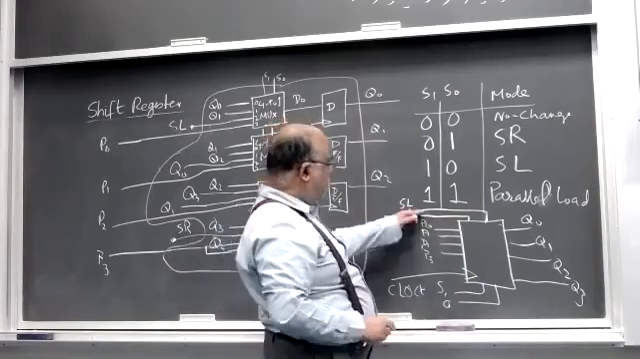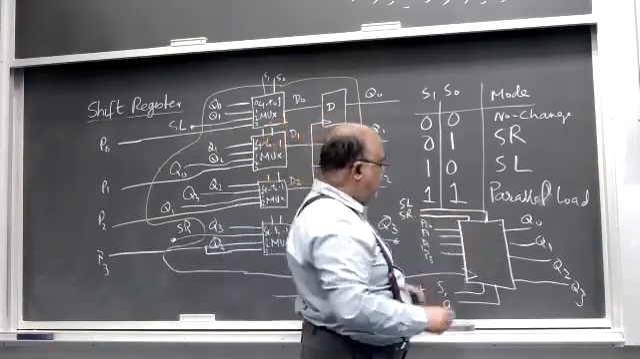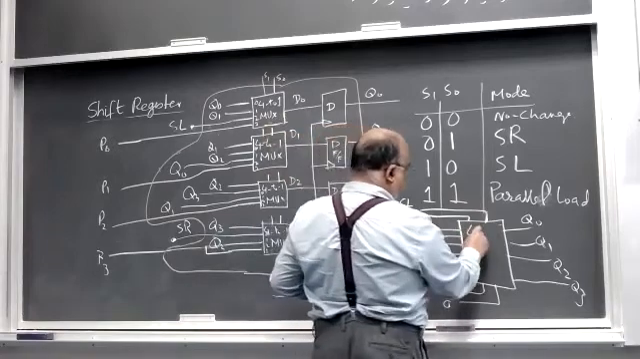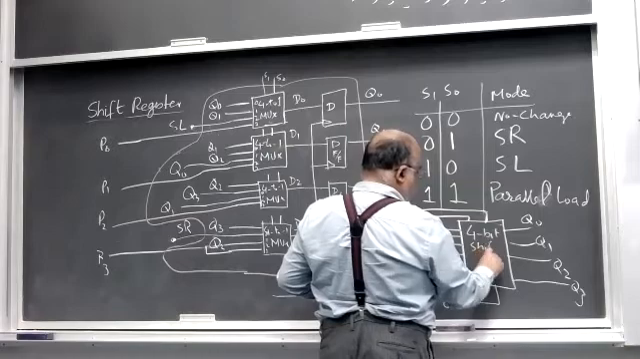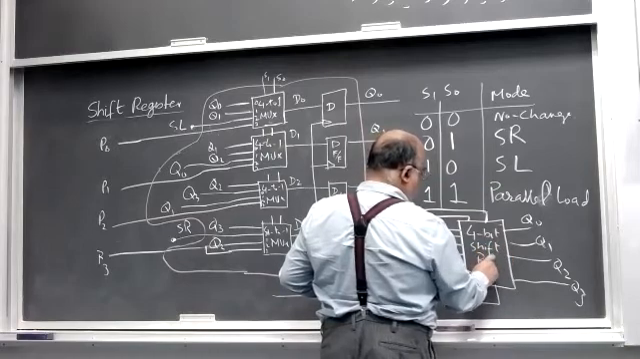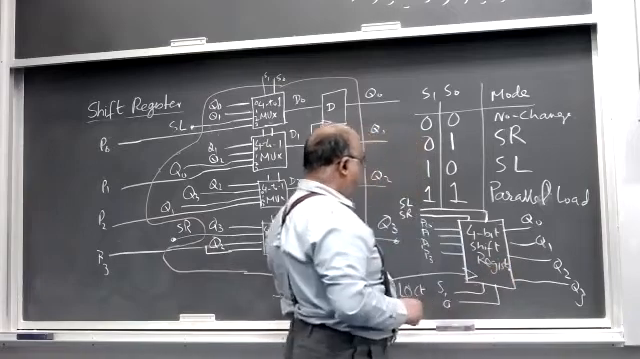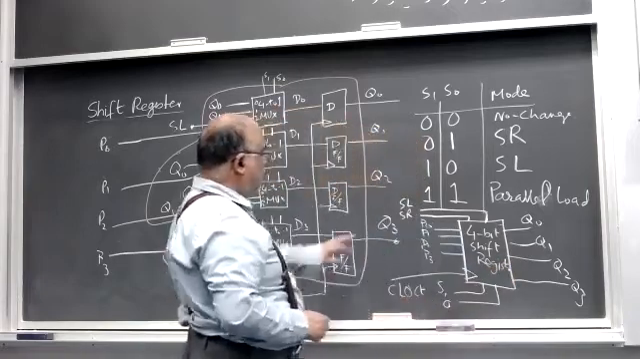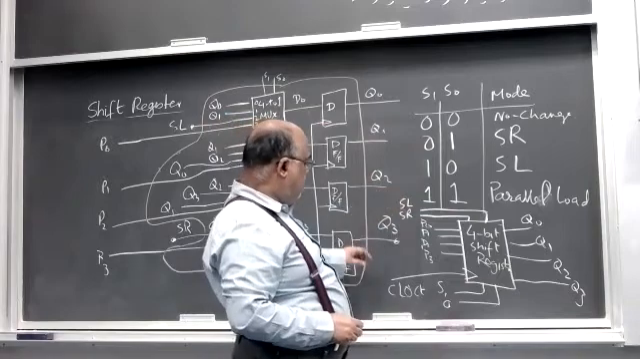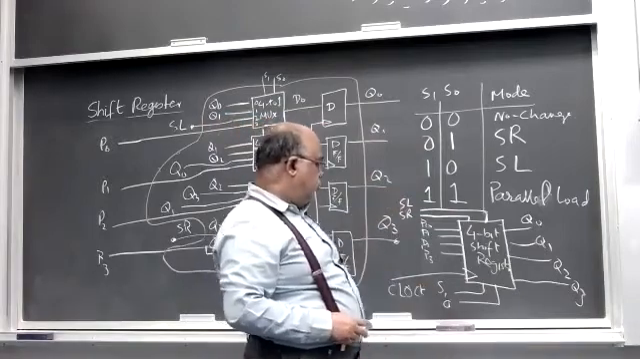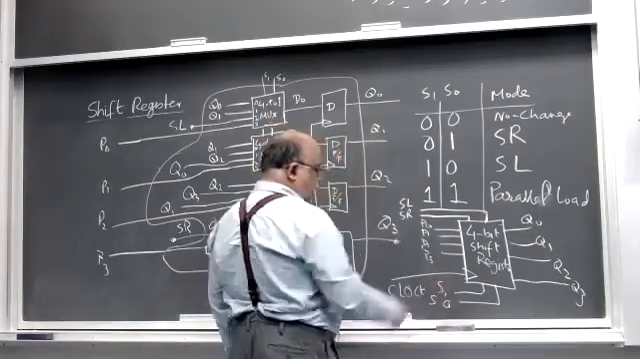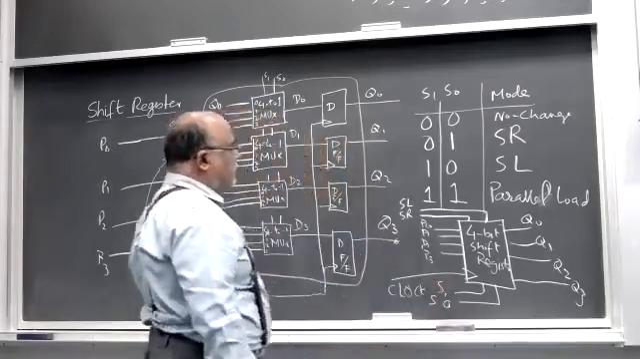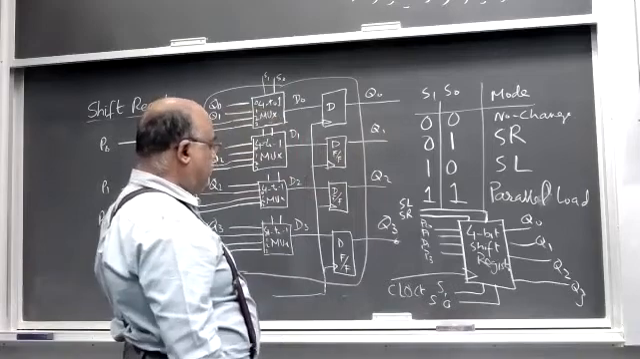So if your SL is 0 and if you are shifting left, so this will be called 4-bit shift register. These are the two mode inputs. So these S0 and S1 can be called M0 and M1 from the mode point of view.